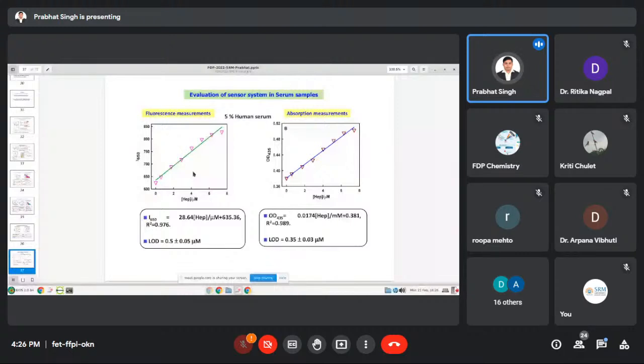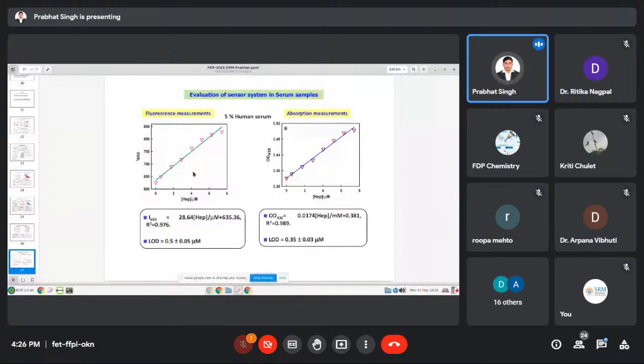My parameter after that publication in 2016 was whether I can have a system which can survive more in serum samples. You look at 1% to 5%, that's all we could achieve in maybe some 2 years: a new probe which works in 5% human serum.